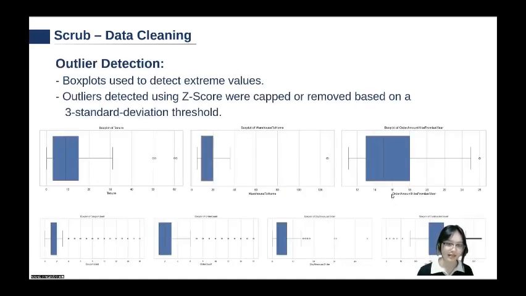Next, we dealt with outliers in the dataset. Outliers were identified using the Z-score method, which measures how far a data point is from the mean. If a value was more than 3 standard deviations away from the mean, we considered it an outlier. These outliers were either kept or removed depending on the impact they had. We also used box plots during exploration to visually identify extreme values.